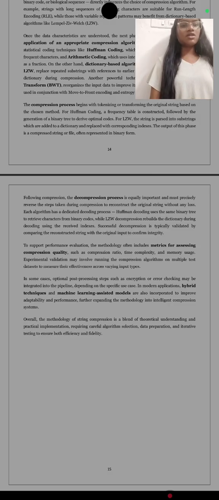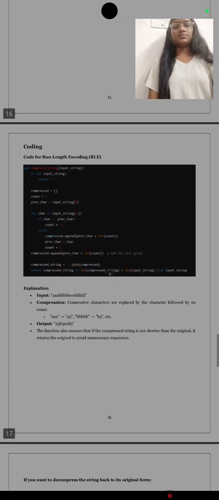In modern applications, hybrid techniques and machine learning assisted models are also incorporated to improve adaptability and performance, further expanding the methodology into intelligent compression systems. Overall, the methodology of string compression is a blend of theoretical understanding and practical implementation, requiring careful algorithm selection, data preparation, and iterative testing to ensure both efficiency and fidelity.